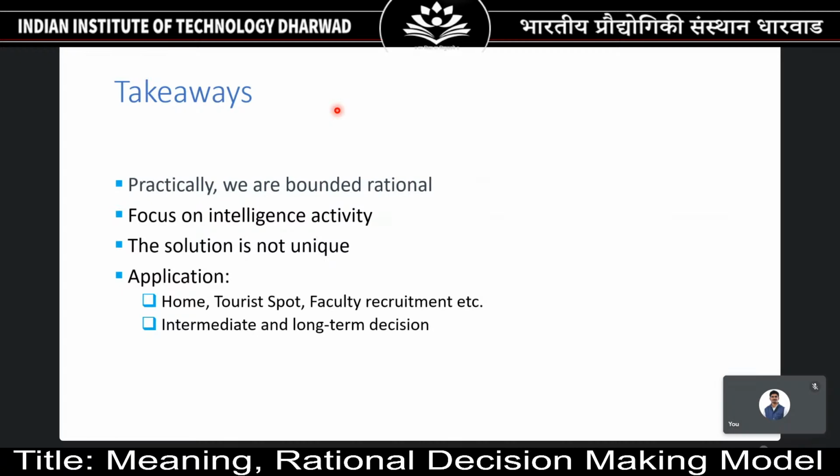And these types of complex decision making processes can be applied at your home, when you try to decide on a tourist spot or even faculty recruitment. Even in meetings, you can try to incorporate this type of decision making, where you try to become rational. Especially in immediate and long term decision problems, try to investigate each and every aspect, and then come up with the action you want to take.